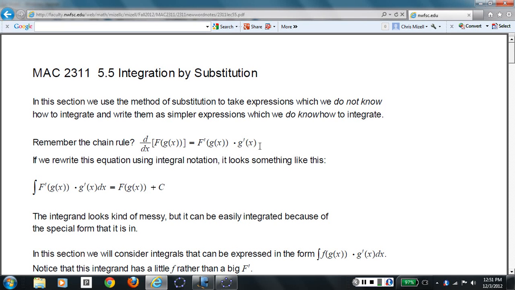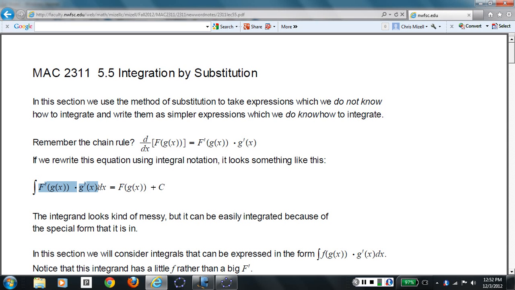Basically, integration by substitution requires one to set up the integrand and make it look like the answer that you would get after differentiating using the chain rule. Basically, we want to make the integrand look like that. See, there's the integrand there. If we can make it look like that, and we can identify what big F is and what little g is, then we know, according to the chain rule, that an antiderivative of that would be big F of little g of x.